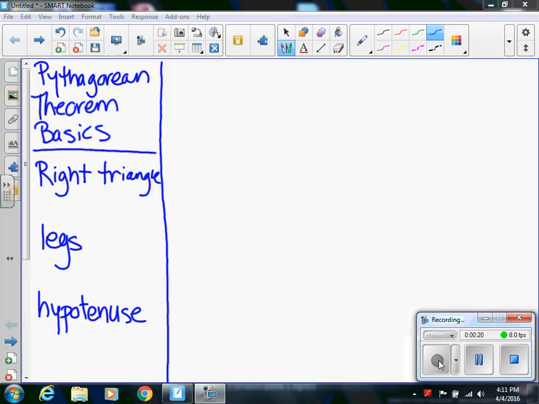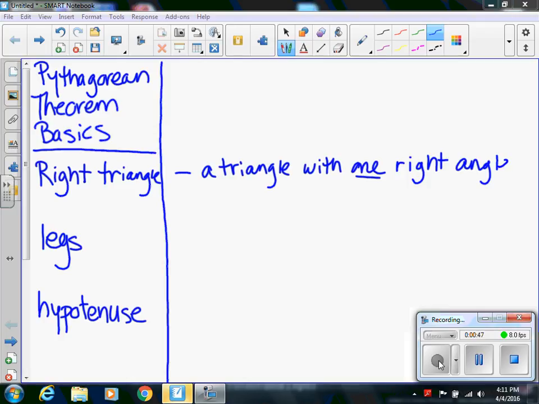So here we go. Pythagorean, and also just pause the video if you're not there yet. You can pause to write things down, and then pick it back up when you're ready to go. So first of all, a right triangle is a triangle with one right angle. That's just our definition, right? A triangle with one right angle. And by right angle, we know that equals 90 degrees.